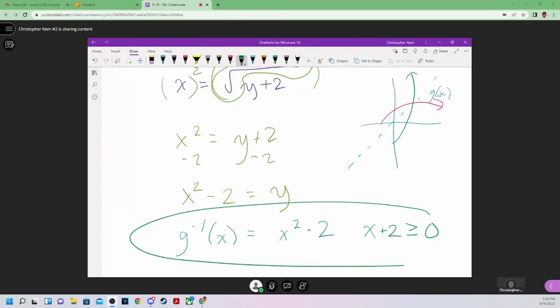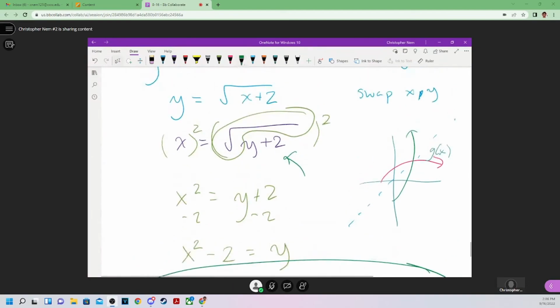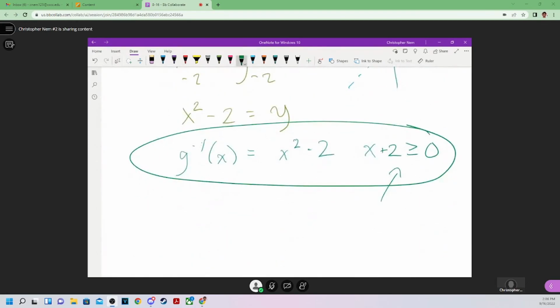And why do I say x plus 2 is strictly positive? Because over here, this is not square root of x. Originally, it's square root of x plus 2. So I have to say that entire expression has to be positive because I don't want to square root a negative number. So boom, you have to put that restriction on for that inverse function.